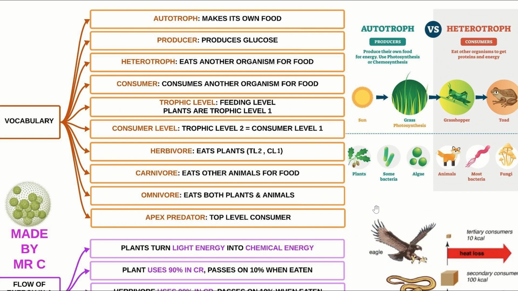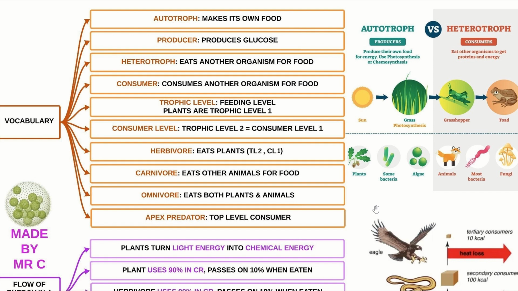Next, we're going to talk about the vocabulary. An autotroph makes its own food. The word autotroph means self-feeding. A producer produces glucose, so plants are both autotrophs and producers. A heterotroph eats another organism for food. A consumer consumes another organism for food. Therefore, heterotrophs are consumers. Trophic levels are feeding levels.